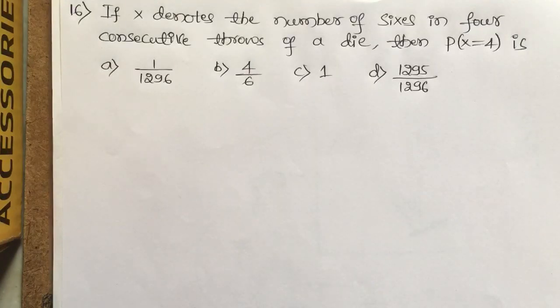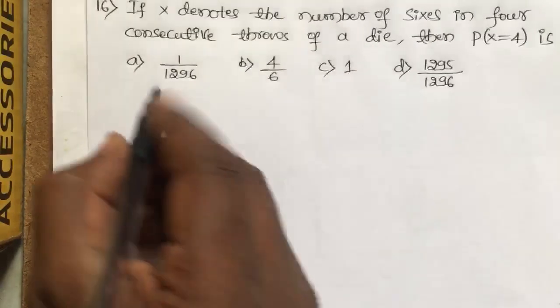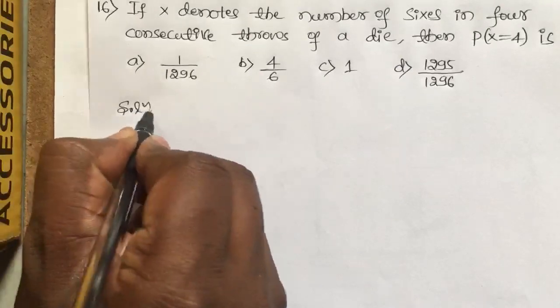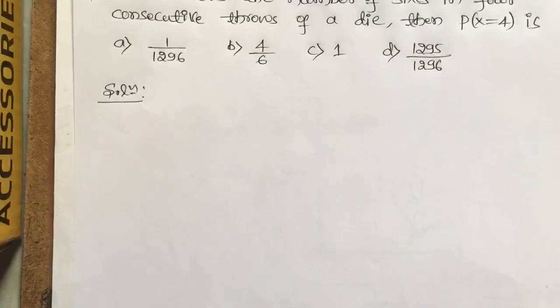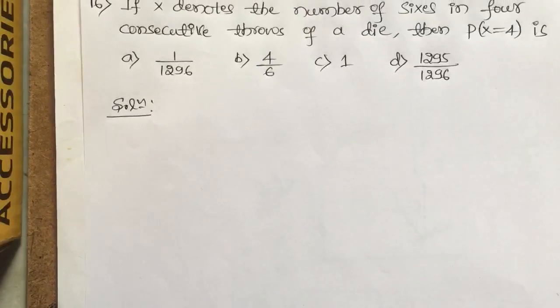The 16th question is: if X denotes the number of sixes in 4 consecutive throws of a die, then P of X equal to 4 is, the 4 options are: option A, 1 divided by 1296; option B, 4 by 6; option C, 1; option D, 1295 divided by 1296. So see here. He says X denotes the number of sixes in 4 consecutive throws of a die.